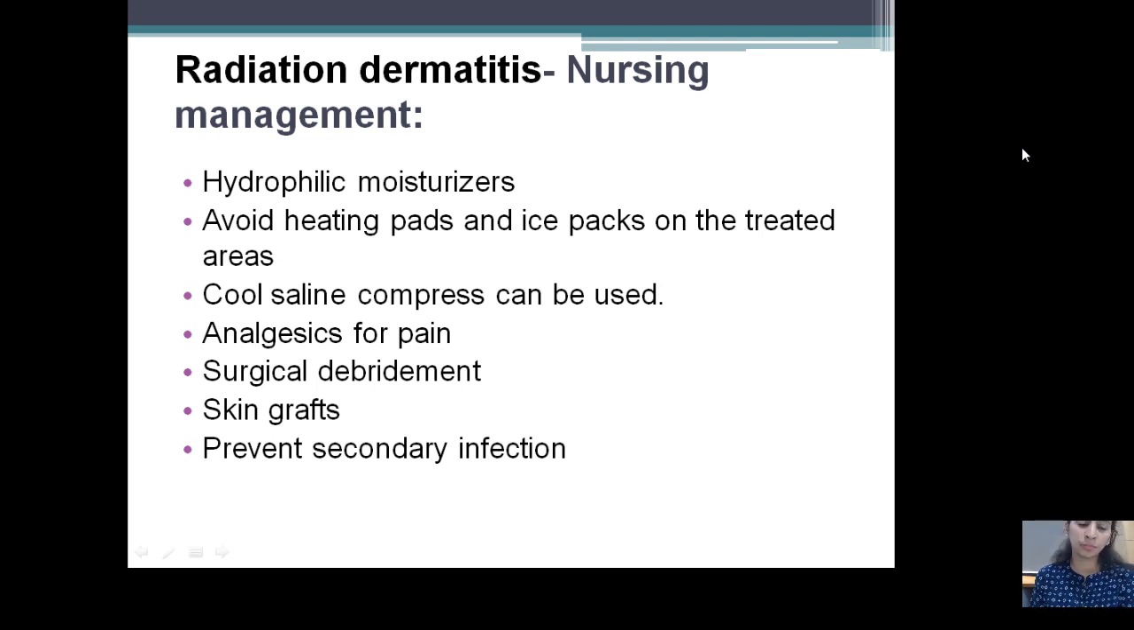But we can tell the patient that cool saline compress can be used. Analgesics can be given for pain. Surgical debridement can be done if it is grade 3 or 4. Then skin grafts and prevent secondary infection. For prevention of secondary infection, we can start with the antibiotics.